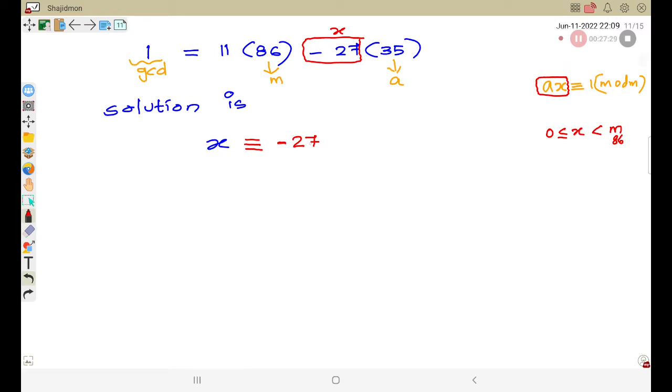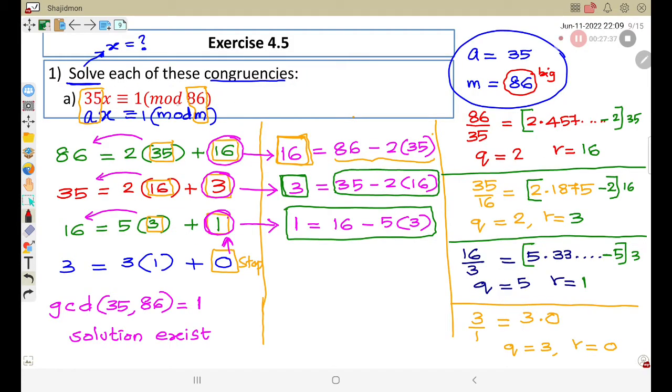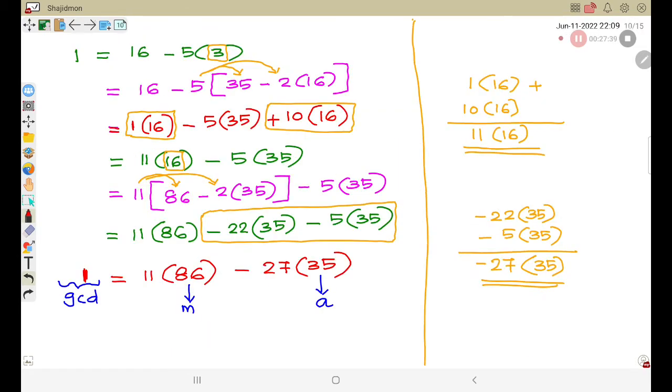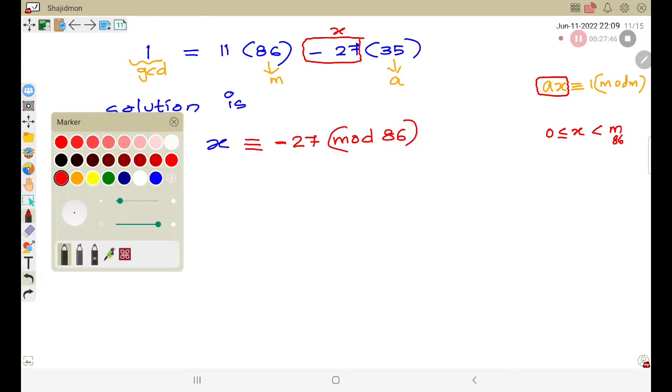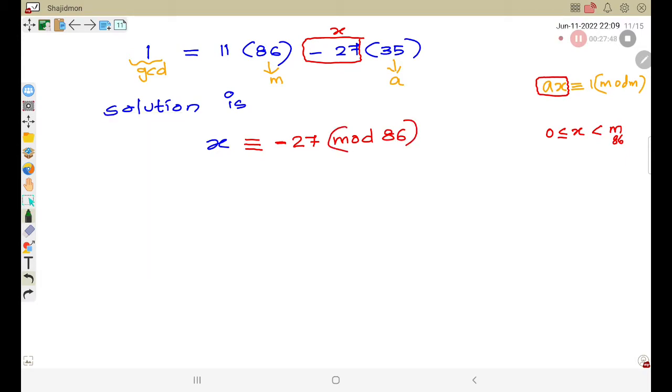So what you do now, if you got a negative answer, just take mod, whatever the mod number in our question. Mod 86 in this question, correct? So we can write minus 27 mod 86. Why are we doing this? Because the solution is negative here. We want the positive solution such that 0 less than or equal to x less than the modulo number.